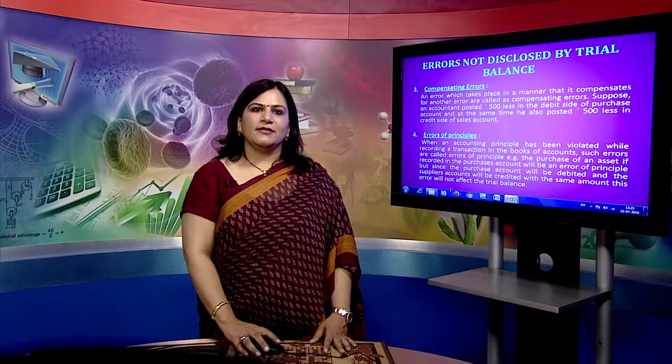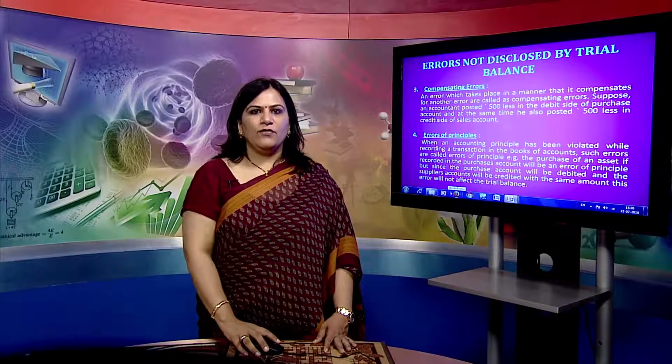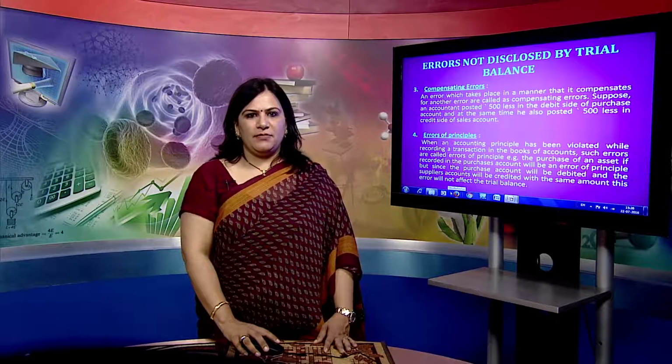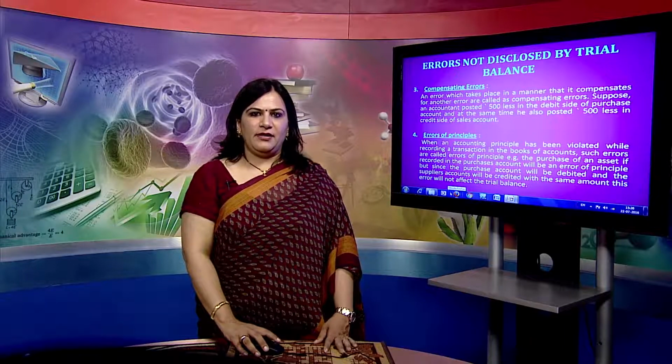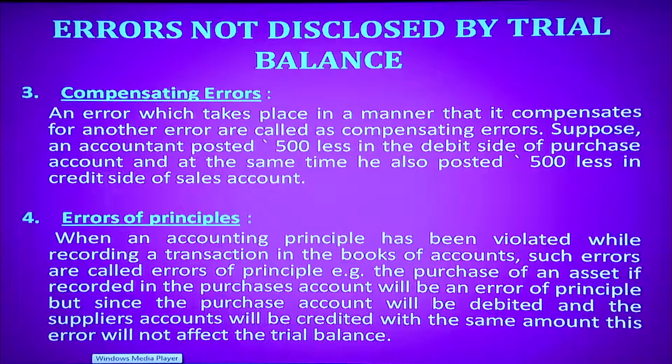Then the next error is the error of principle. When an accounting principle has been violated while recording a transaction in the books of accounts, such errors are called errors of principle. For example, the purchase of an asset, if recorded in the purchases account, will be an error of principle, but since the purchase account will be debited and the supplier's account will be credited, the same amount will get reflected, and it will not affect the balancing of the trial balance.